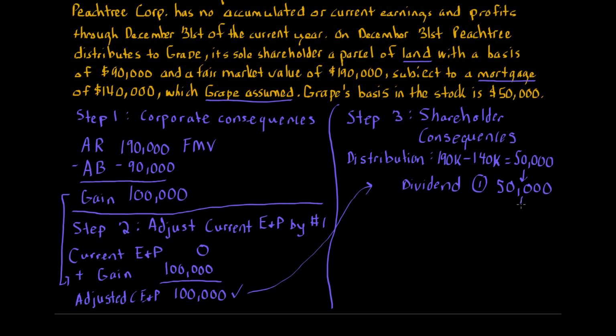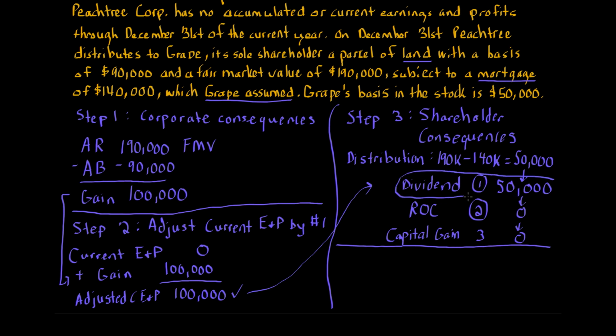So that means that step 2, our return of capital, the ROC, which isn't taxable, is 0. And finally, step 3, our capital gain distribution, is also going to be 0. So that gives us the consequences to the shareholder. We have a $50,000 dividend, and that's how it's going to be taxed. It goes on the Form 1099-DIV, reported as a $50,000 dividend.